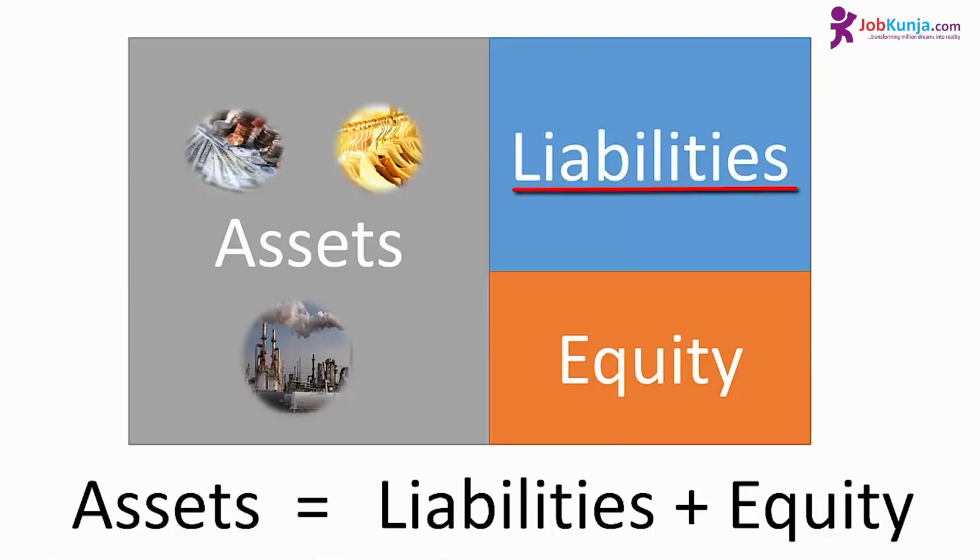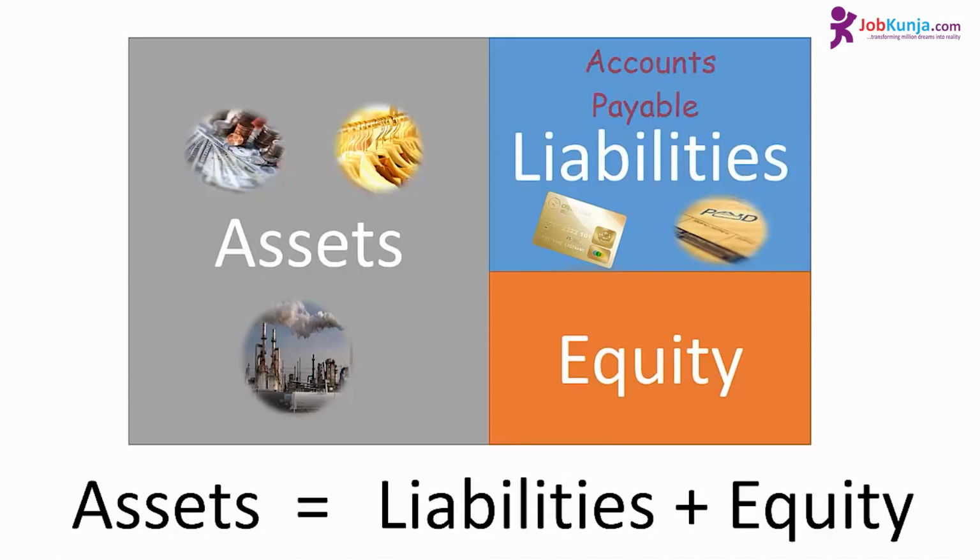A liability, on the other hand, is an amount you owe to someone. Banks will loan us money and they expect us to pay them back. Suppliers will ship us goods today and they'll ask us to pay them at a later date. So we, in essence, owe them money too. We call this an accounts payable.